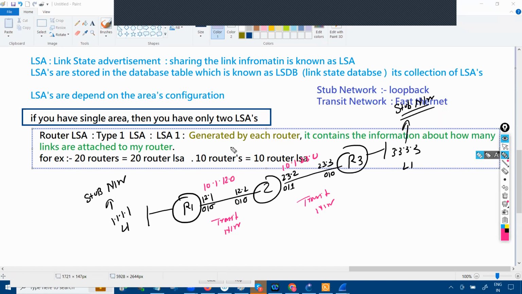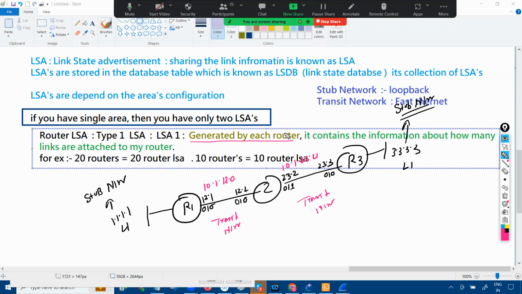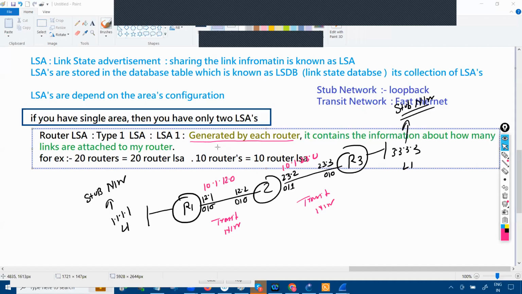Simple, right? I just mentioned that if you have 20 routers, you have 20 router LSAs; 10 routers, 10 router LSAs. Simple. Focus on the definition, guys. If you don't understand the OSPF protocol, I'm telling you, you will never clear any single interview. Really, frankly, focus on the definition. It's very, very important. So of course, three routers, three router LSAs.